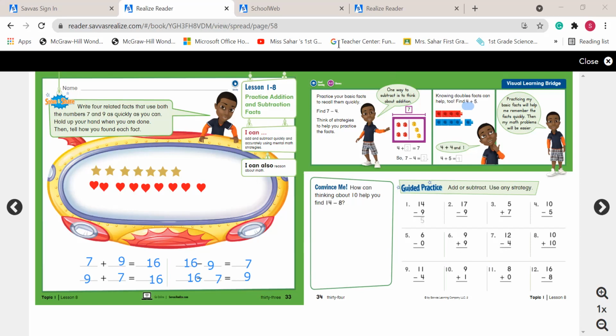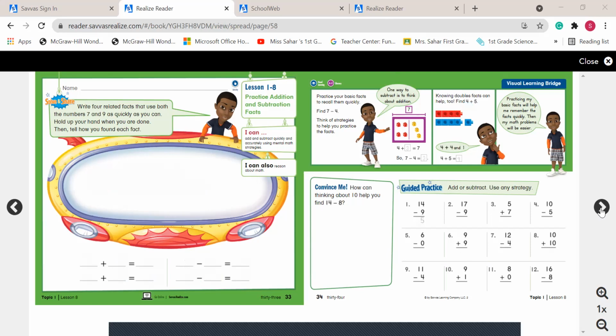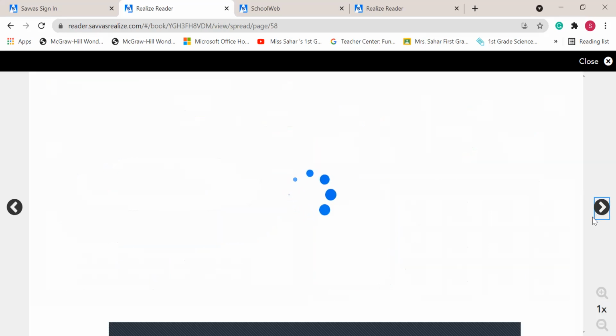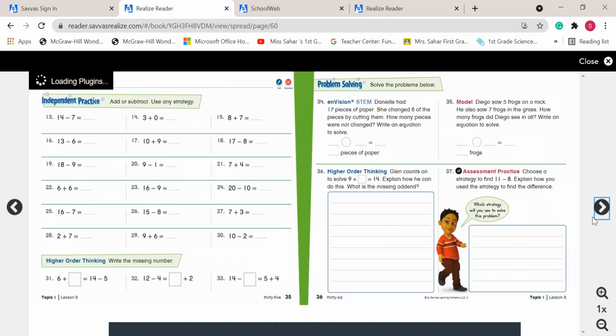Today's lesson, you're not doing anything new. We're not learning anything new. We're just recalling and using the information that we learned before. All right, let's go to the next page.